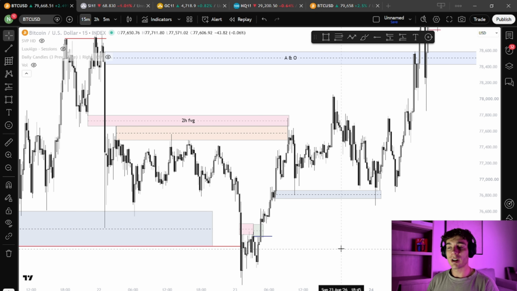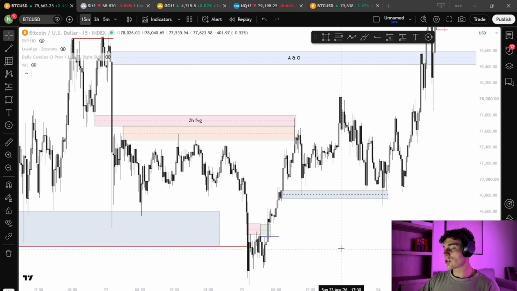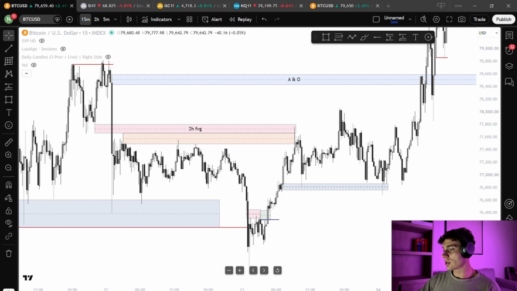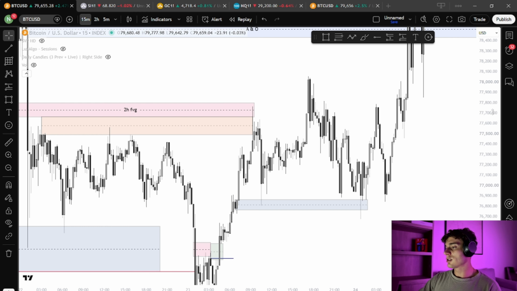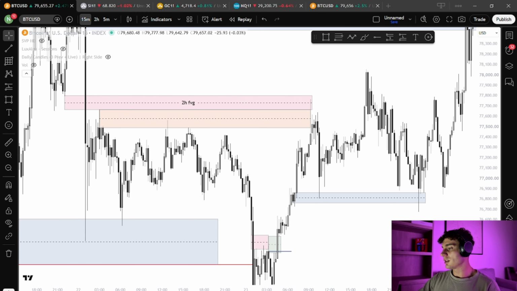Now the second trade is gonna be almost identical to the first one. It's just gonna be on a smaller scale. So as you can see here, order block, as I already mentioned, we took liquidity above it and we went to take the opposite side liquidity. So on a smaller scale here, the same thing happened.